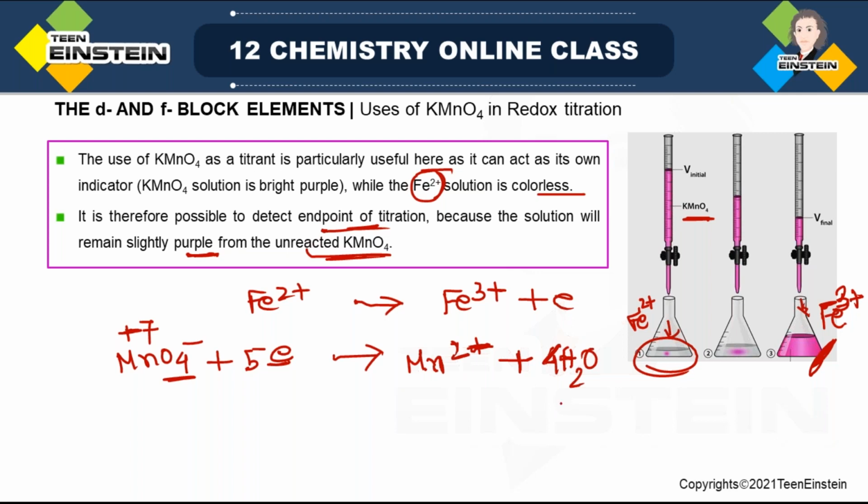Now 4H2O means 8H plus present, so here we have to write 8H plus, since it is in acidic medium. Now both sides' hydrogen and oxygen atom numbers are the same. But see, here we have 5 electrons, but here we have only 1 electron. So if we want to add these two half reactions to get the overall equation, the electron number must be cancelled. But here we have 5 electrons, and this is 1 electron.